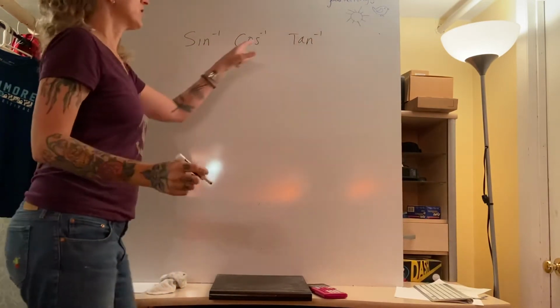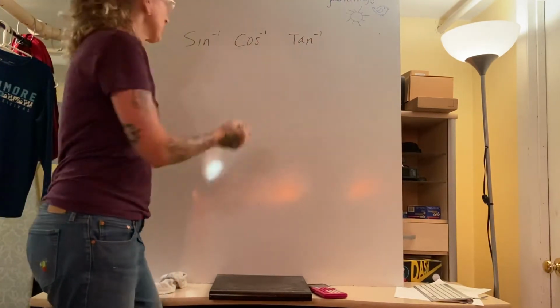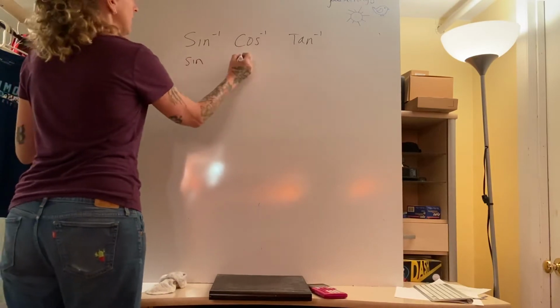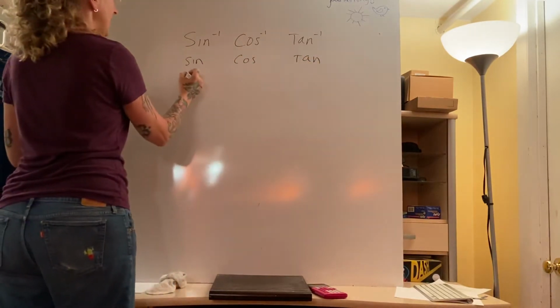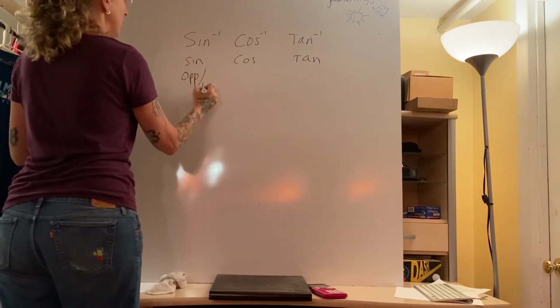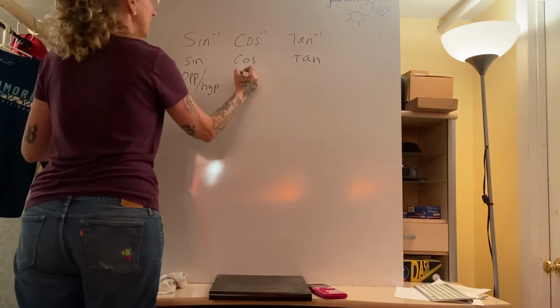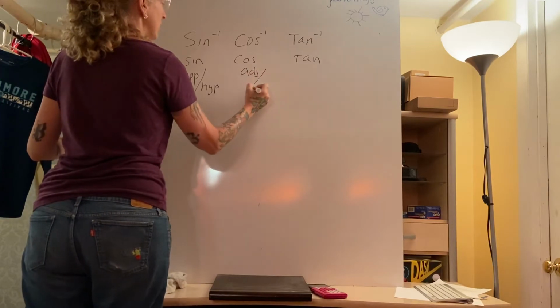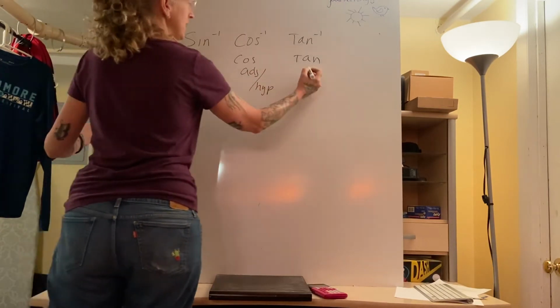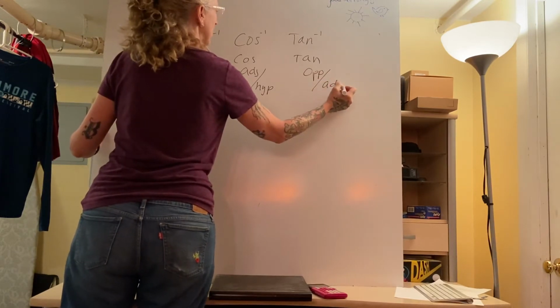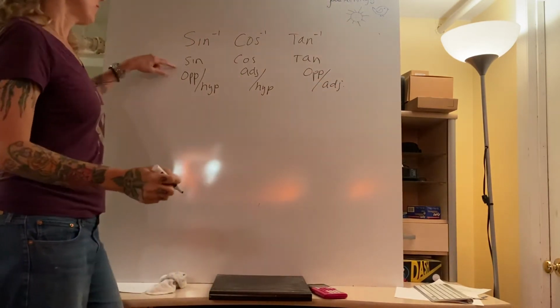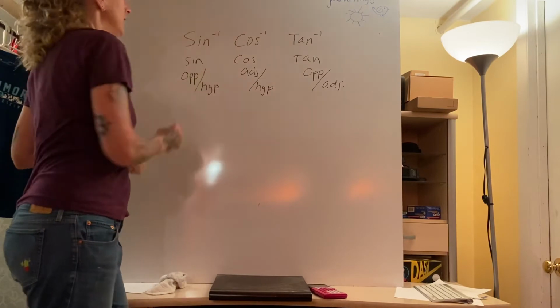And these functions are really similar to the other ones, which are just sine, cosine, and tangent, okay? Sine is opposite over hypotenuse. Cosine is adjacent over hypotenuse. And tangent is opposite over adjacent, okay? Hopefully you're starting to get the hang of this by now.